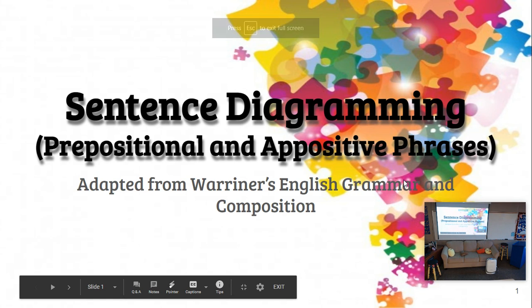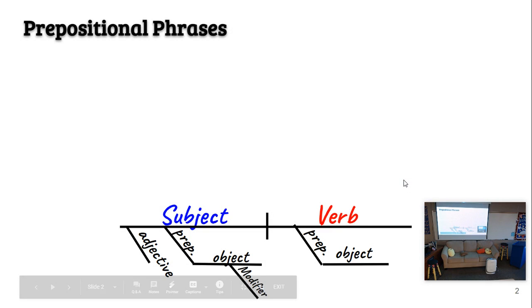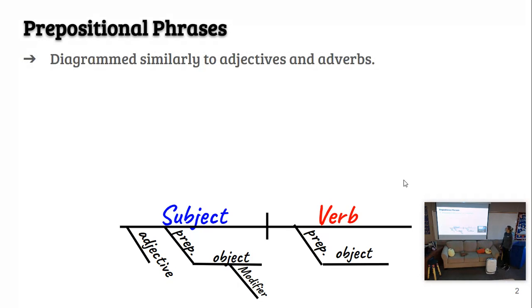All right, so here we go, diagramming. First up, we're talking about how to diagram prepositional phrases. Prepositional phrases are diagrammed just like adjectives and adverbs. Remember, when we diagram adjectives and adverbs, we put them underneath what? You guys remember?